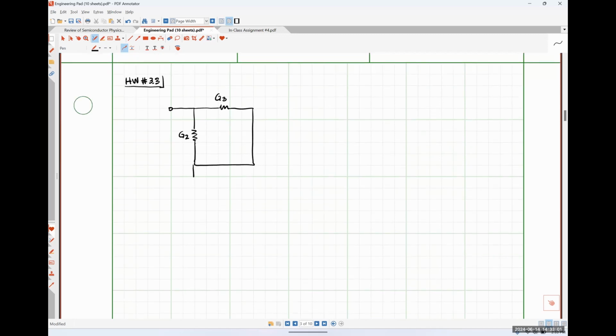Here is a conductance G1. Here is a conductance G4.